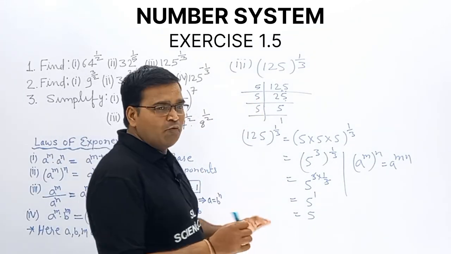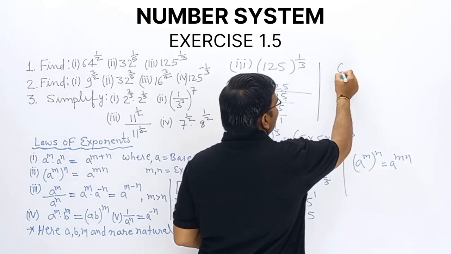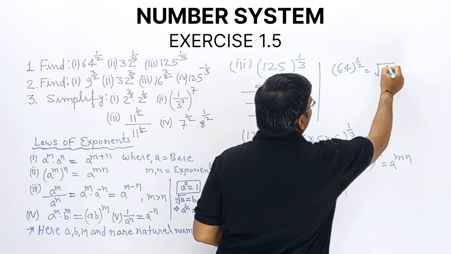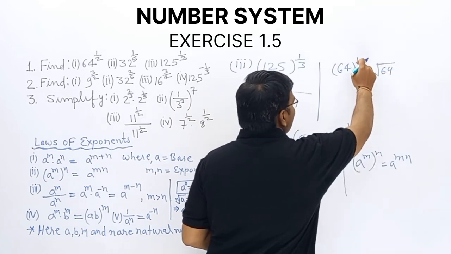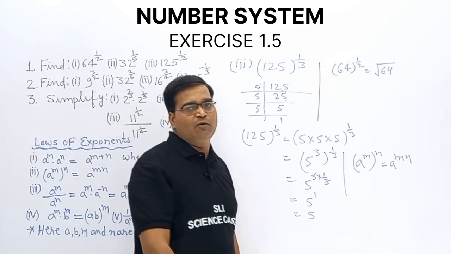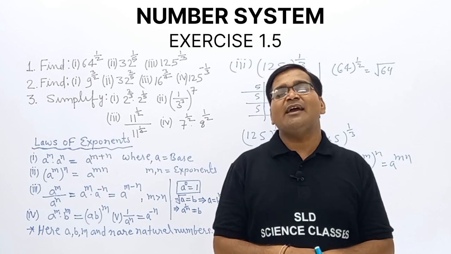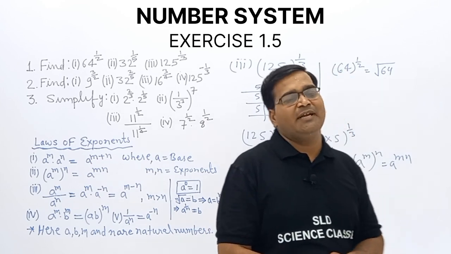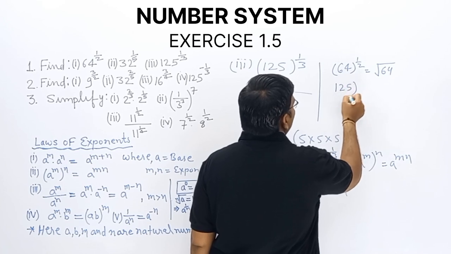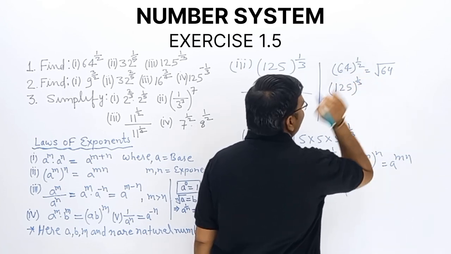Now I want to do in another way. Observe, if 64 power 1 by 2 can be written as root of 64, it means 1 by 2. If we are having power 1 by 2 of any number, then we can say this is the square root of that number. Now 125. What is the meaning of 125 power 1 by 3?